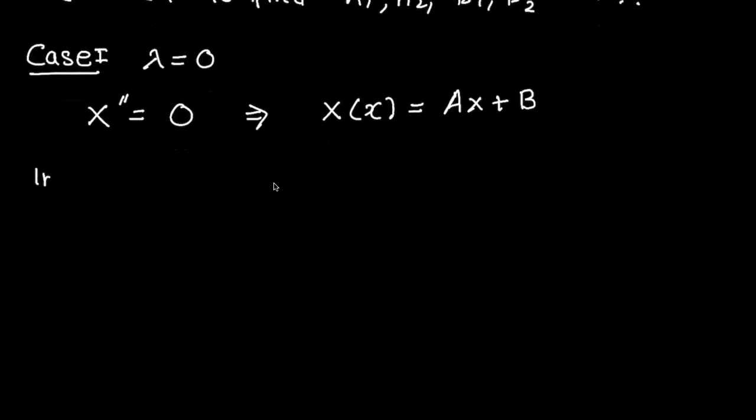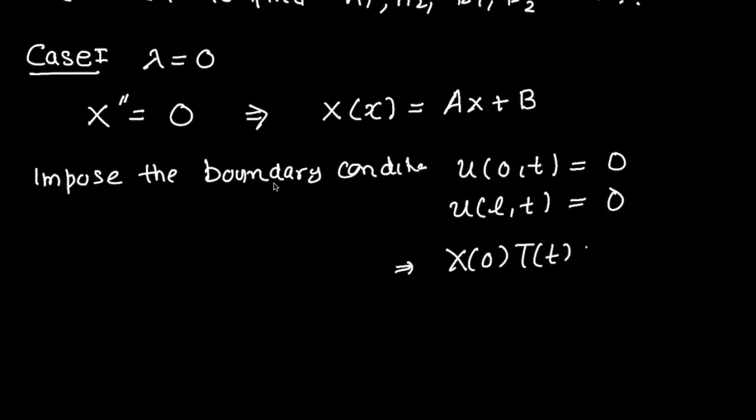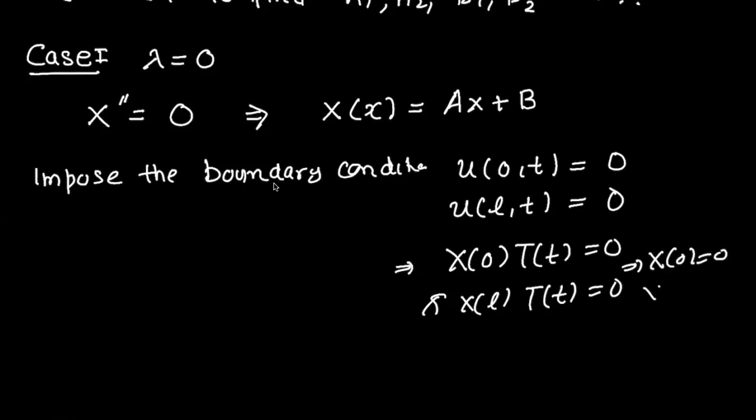But we have imposed the boundary conditions. The boundary conditions say that u of 0 and t is equal to 0 and u of L and t is equal to 0. So this implies X of 0 times T of t is equal to 0 and X of L times T of t is equal to 0. That implies X of 0 is equal to 0 and X of L is equal to 0, because T cannot be 0. If T is 0, then the solution is 0.